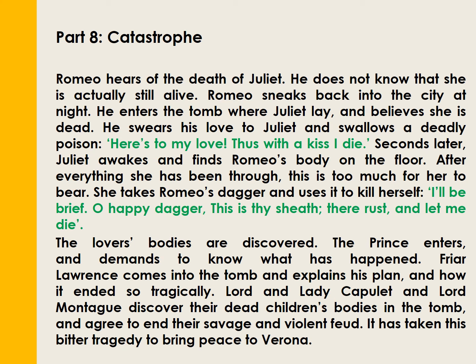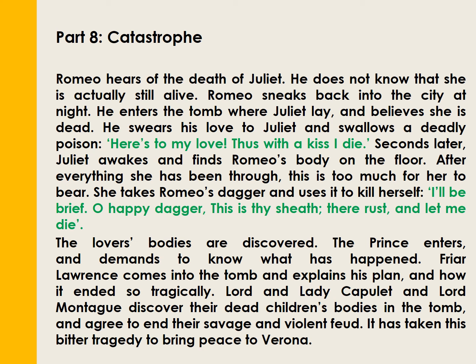Seconds later, Juliet awakes and finds Romeo's body on the floor. After everything she's been through, this is too much for her to bear. She takes Romeo's dagger and uses it on herself. And this is what she says here in green: "I'll be brief. Oh, happy dagger, this is thy sheath. There rust and let me die." It's all very dramatic.